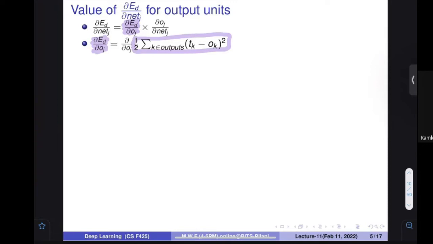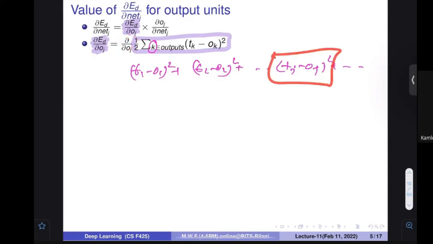So multiple outputs are there. Because k different outputs are there, the formula is going to be (t1 minus o1) square plus (t2 minus o2) square plus dot dot dot (tj minus oj) square plus dot dot dot, multiple things would be there. And since you are finding the derivative with respect to oj only, only this term is going to survive. All other things are going to be zero.